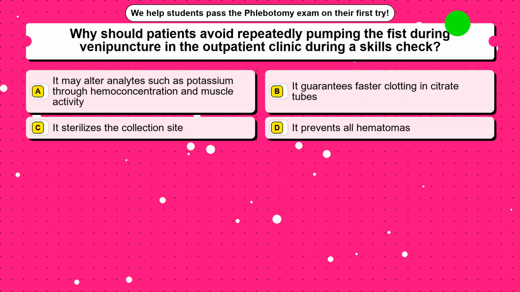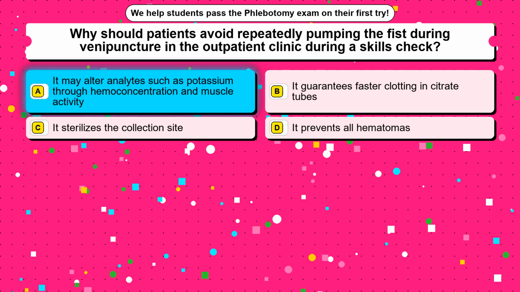Question 19. Why should patients avoid repeatedly pumping the fist during venipuncture in the outpatient clinic during a skills check? Option A. It may alter analytes such as potassium through hemoconcentration and muscle activity. Option B. It guarantees faster clotting in citrate tubes. Option C. It sterilizes the collection site. Option D. It prevents all hematomas. The correct answer is option A.